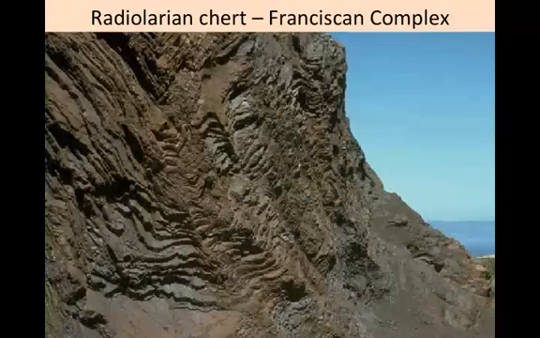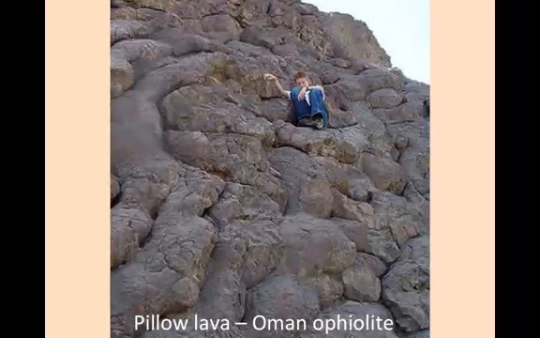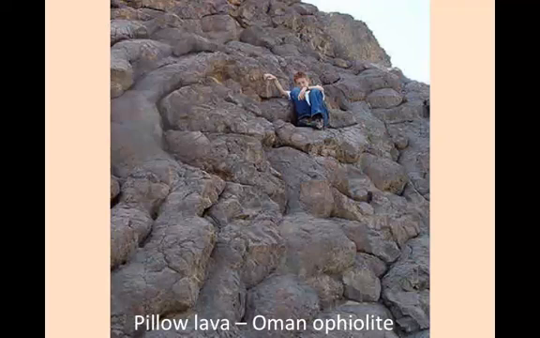Here's a picture of some radiolarian chert that forms the nice red cliffs along the roadway just north of the Golden Gate Bridge. Here's an example of pillow lavas, and this is from the Oman ophiolite. And you see the nice rounded form that they have. That's the top of the oceanic crust. That's the sea floor right there.